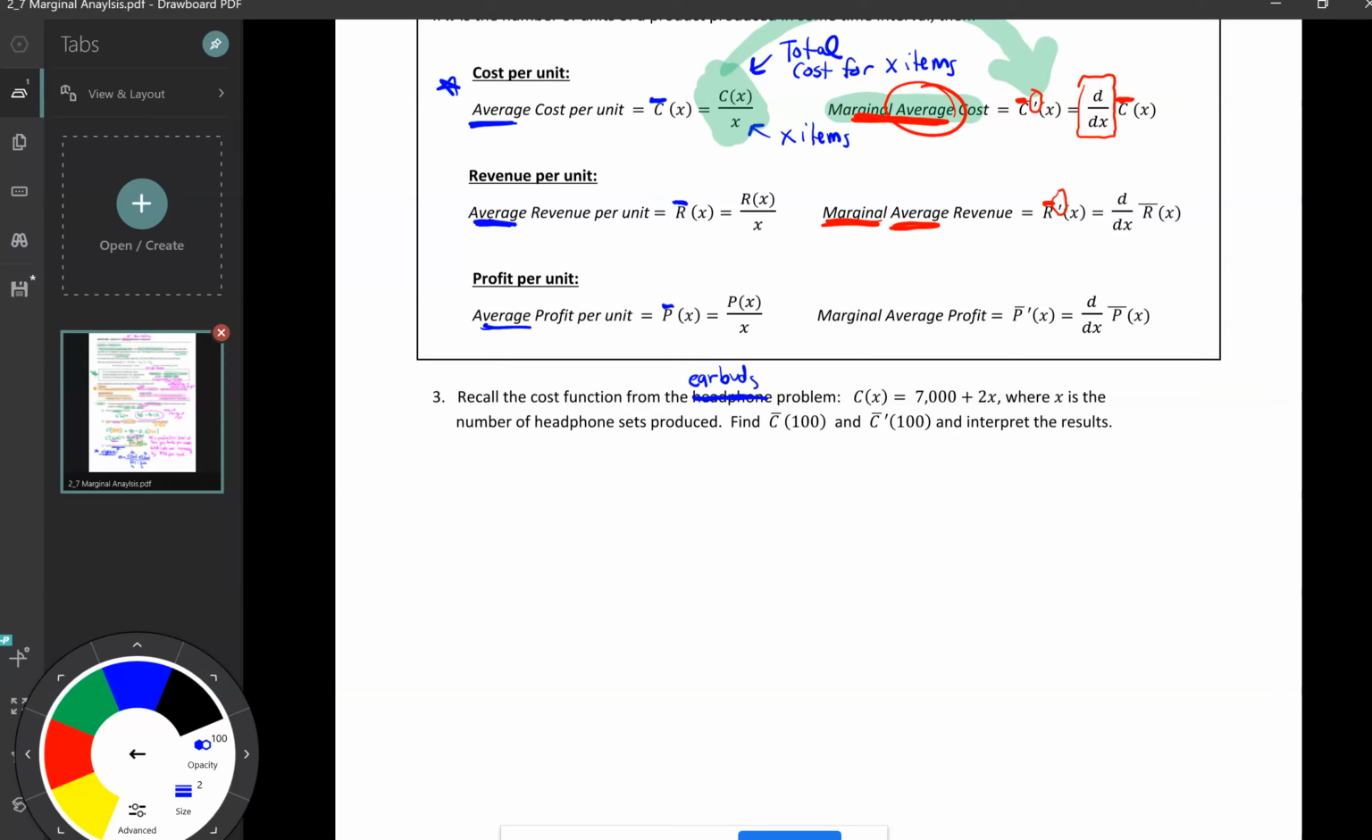Okay, so then it's asking us to find C bar of 100 and the marginal average cost. So C bar is average cost. The average cost for 100 earbuds. Okay, and then we're going to find the marginal average cost at 100 earbuds.